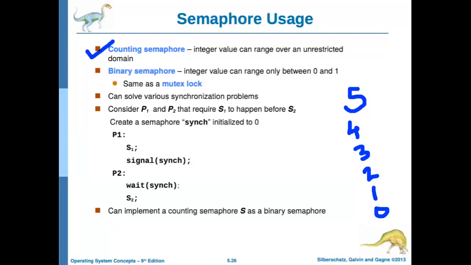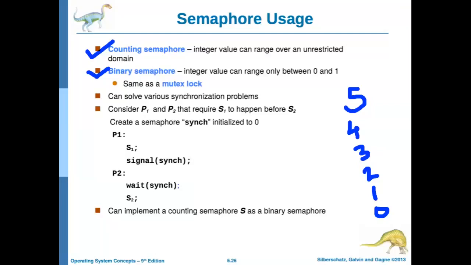The second type of semaphore is the binary semaphore. What happens in a binary semaphore? It is restricted between 0 and 1, false and true. And that is exactly the same as your mutex locks. The meaning of 1 is resource available, the meaning of 0 is resource not available. And these semaphores can be utilized to solve synchronization.